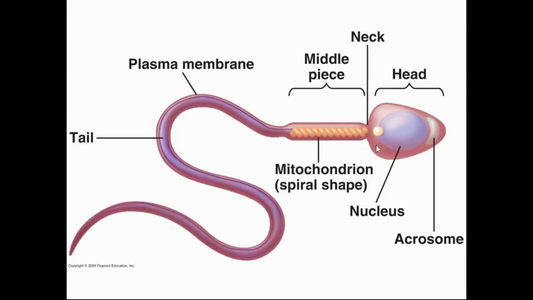So we've got a head. Inside the head is the nucleus. In here, there are 23 chromosomes. There's an acrosome. That's going to be a digestive enzyme that can break down the follicles. In the midpiece, there are the centrioles and the mitochondria, and then we've got the tail.